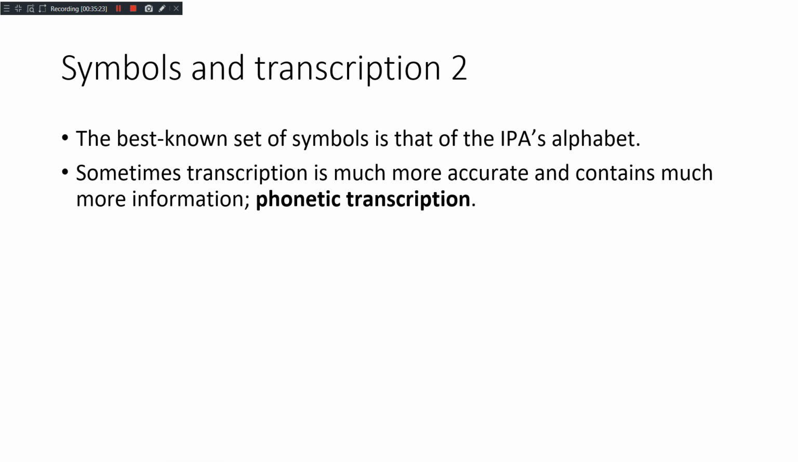Sometimes, as I said, transcription needs to be much more accurate and contain much more information. If a transcription is like that, it is called phonetic transcription, not phonemic transcription. In phonemic transcription, each symbol is used for a sound, but in phonetic transcription, dark l and light l, for example, are identified. Voiced and devoiced sounds are identified. Sometimes the sound is called dentalized. That is also identified, and there's a lot of detail in phonetic transcription.